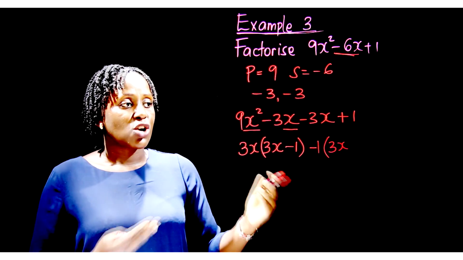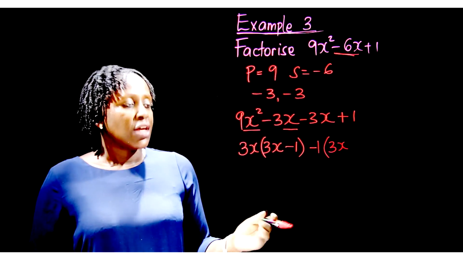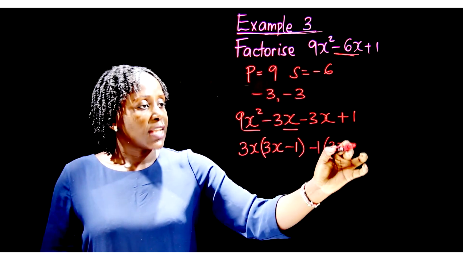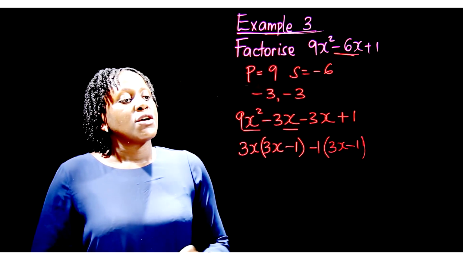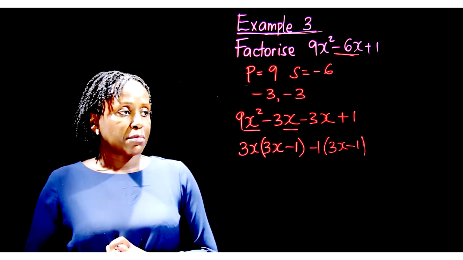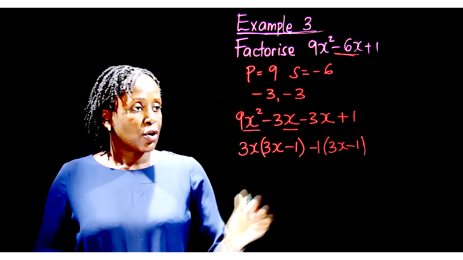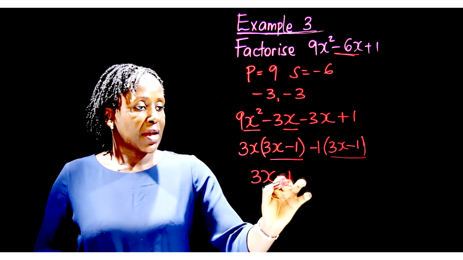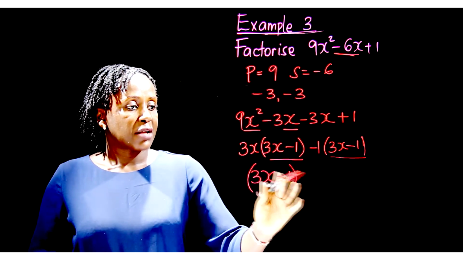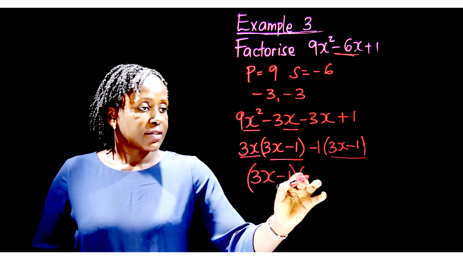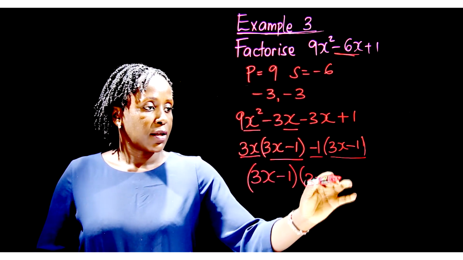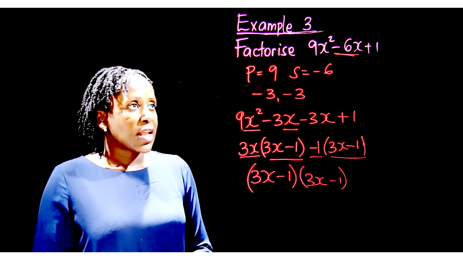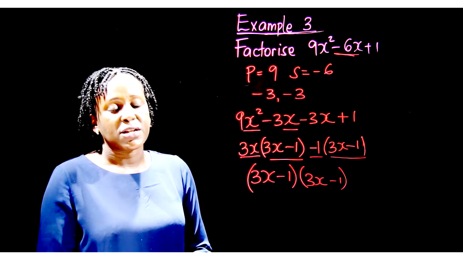There's no factor, there's no letter that has been factored out. And then we have 1 divided by negative 1, which is negative 1. Okay? So when you look at the values inside the brackets, you notice that they are the same. So you pick one factor, so you have 3x minus 1. Now both of them are being multiplied by 3x minus 1. So that is a full factorization of the expression 9x squared minus 6x plus 1.